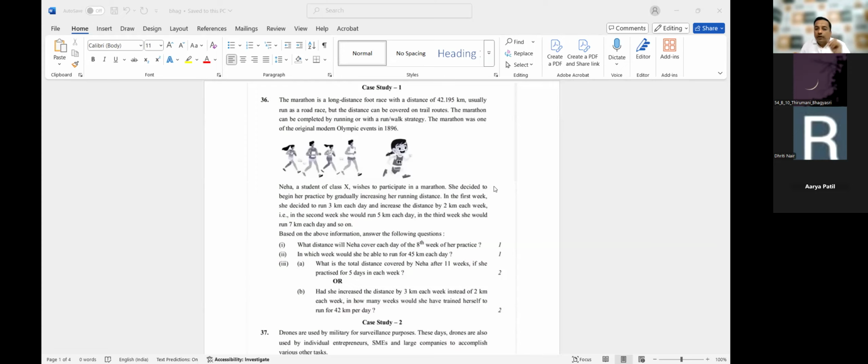Yes, sir. Okay, the first one you got the answer. The second one we will do again. Yes Bhagyashree, first one understood? Sir. Okay, so in which week is she able to run 45 kilometers, means an is 45 kilometers. So we have the formula an is equal to 3 plus 2 (n minus 1). This one is 45 is equal to 3 plus 2 (n minus 1). First we have to shift this 3 to that side. 45 minus 3 is equal to 2 (n minus 1).